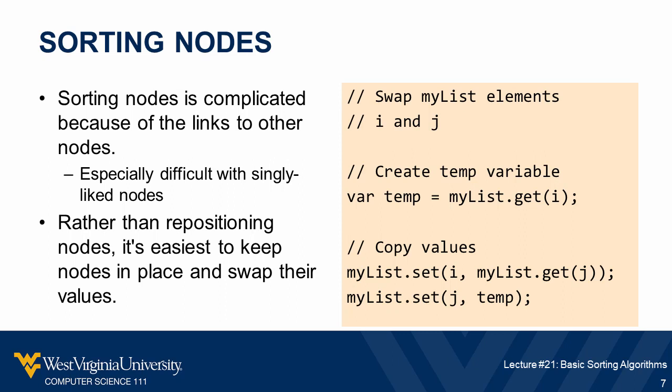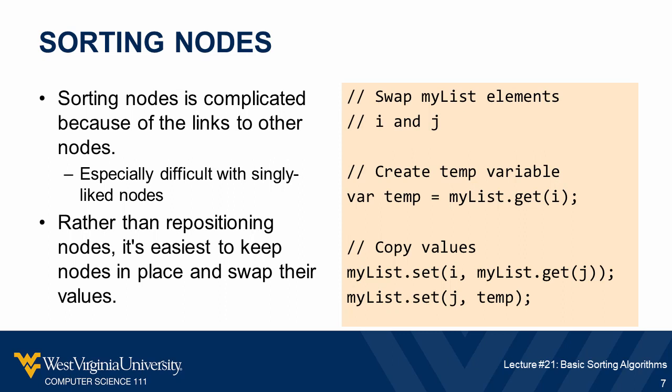What you normally see when sorting items that are stored in nodes is that rather than trying to move the nodes, we just swap the values that are stored in those nodes. So the nodes stay in the same position, their links stay the same, it's just that the values they actually contain change.